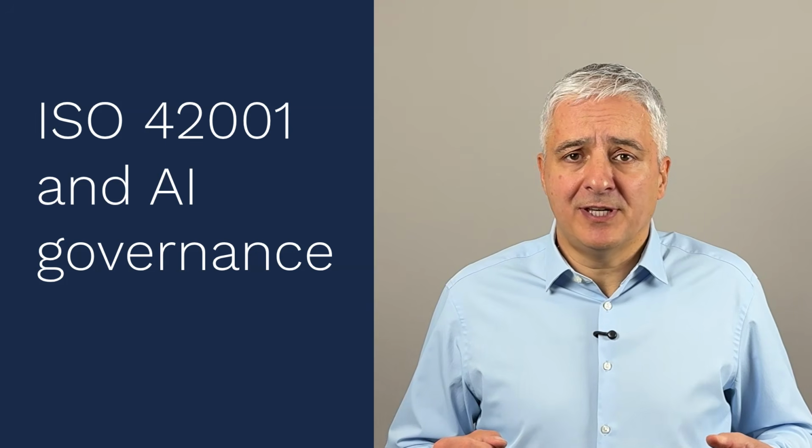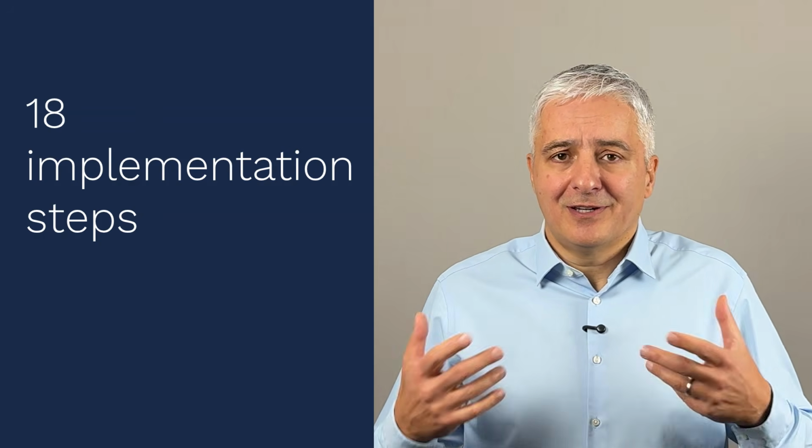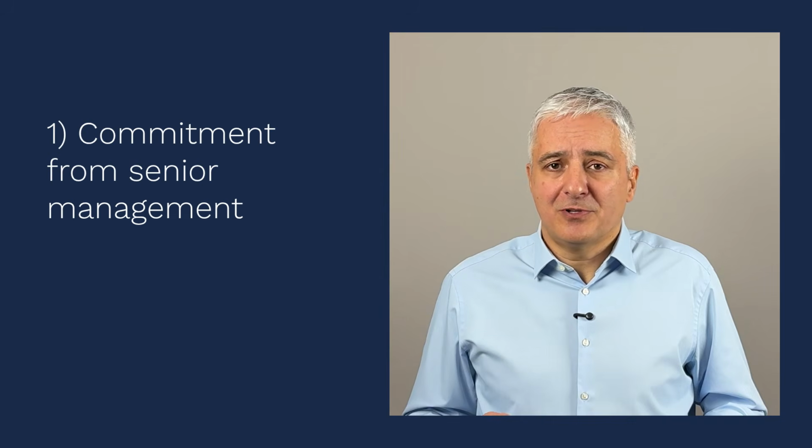So what is the connection between the ISO 42001 standard and AI governance? Basically, this standard explains how to manage or govern your AI systems so that they are trustworthy. And once you follow these 18 steps that I'm going to show you, you will actually have systematic AI governance in place. Okay, the first step is that you gain commitment from your senior management.